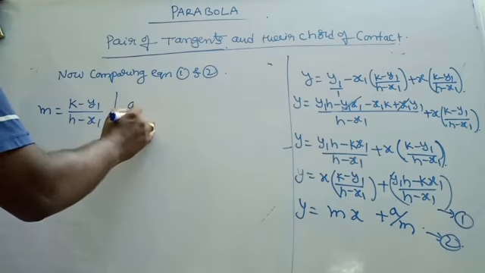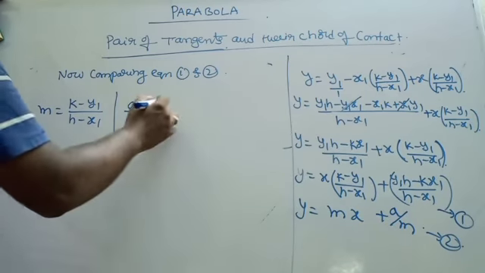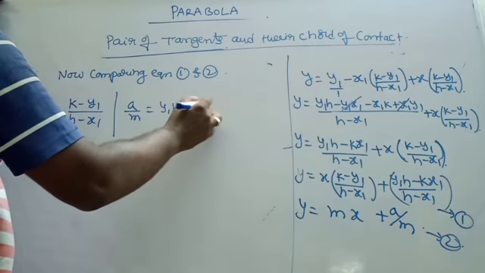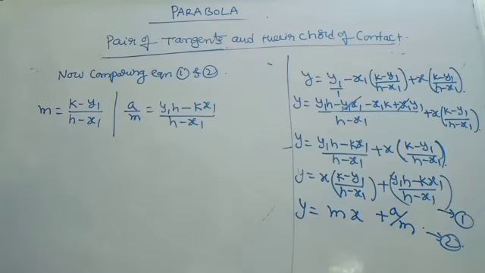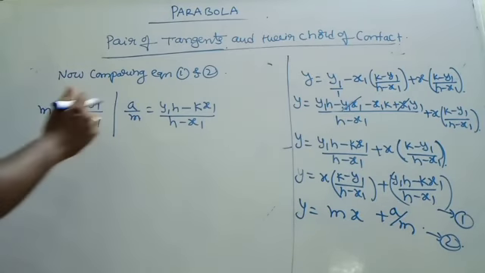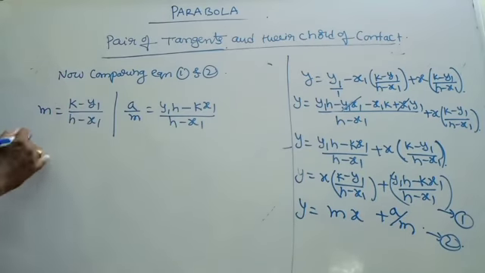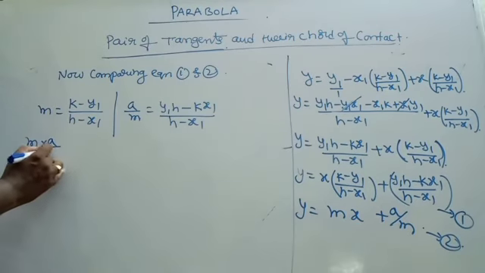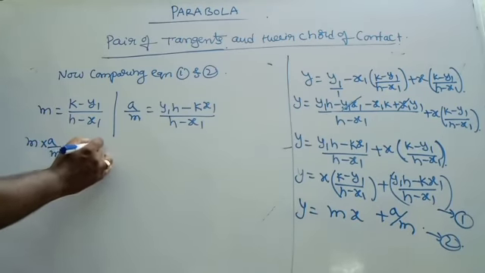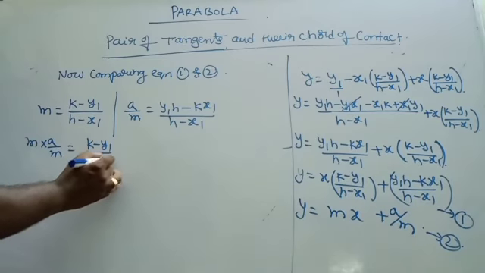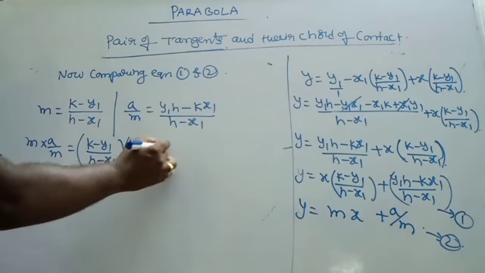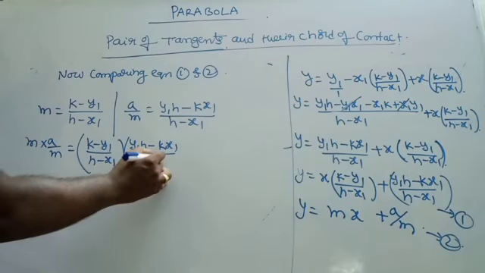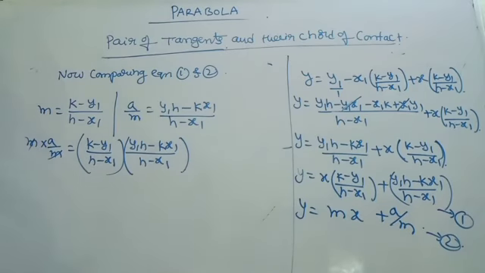A by m is equal to y1h minus kx1 by h minus x1, like this. Now we eliminate the m value: we multiply m into a by m. M into a by m is equal to k minus y1 by h minus x1, this into y1h minus kx1 by h minus x1. M will cancel, like this.